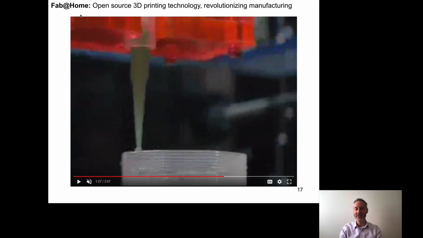Fab at Home doesn't exist anymore, but there are some other open source initiatives around 3D printing to crowdsource 3D printing, get 3D printers out into schools, communities, homes, to see what the general public can do with them and really push where this technology can go.